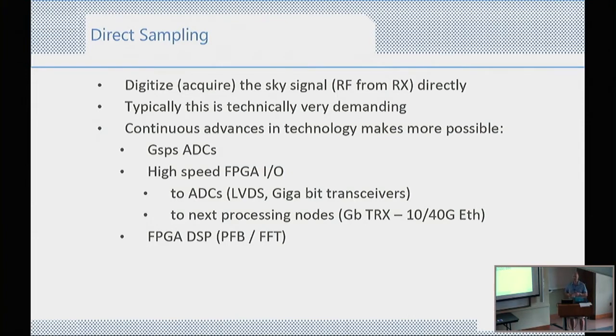And it doesn't help that we can acquire all these ADC samples if we don't know what to do with them. We need to ship them off to some other processing, and that's where the switching infrastructure that we use, the 10 gig and the 40 gig Ethernet, comes into play. And then we need boards like the Scarab that can actually ingest all this data and do the DSP required, the PFB and the FFTs.